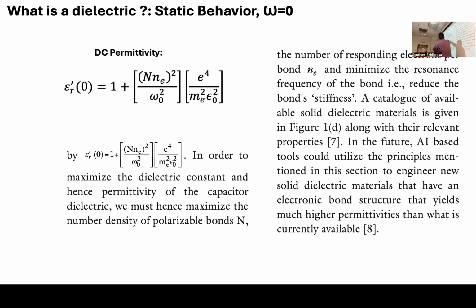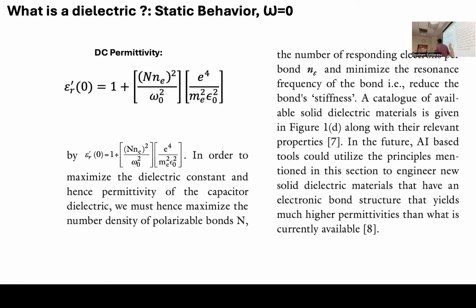So what this is telling you is that the DC value of the dielectric constant is going to depend on the number density of bonds per unit volume times the number of electrons per bond that participate, squared, over omega naught squared, times some constant, right? So if you want to make a high K dielectric, a dielectric that has a high dielectric constant value, you need to make sure that the bonds are not very stiff, okay? If you make the bonds not very stiff, then omega naught reduces, and this goes up. Similarly, you need to increase the number of bonds per unit volume that participate in the polarization, as well as the number of electrons per bond that participate. This is how you go.